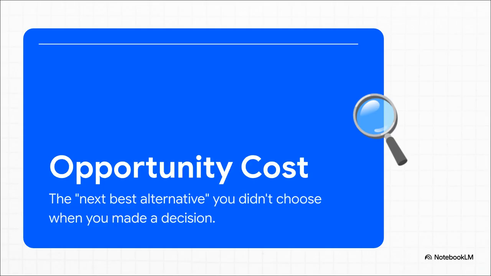So because of scarcity, every choice we make comes with a kind of hidden price tag. It's called opportunity cost. And it's not about the dollars and cents you spend, it's about the value of the thing you didn't choose. So when you buy that video game, the opportunity cost isn't just the 60 bucks. It's those brand new shoes you had to leave behind. Every single decision is a trade-off.